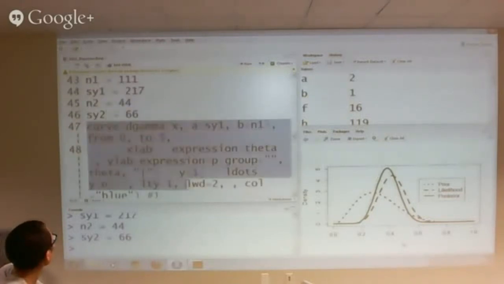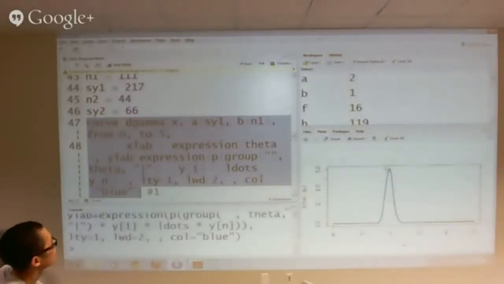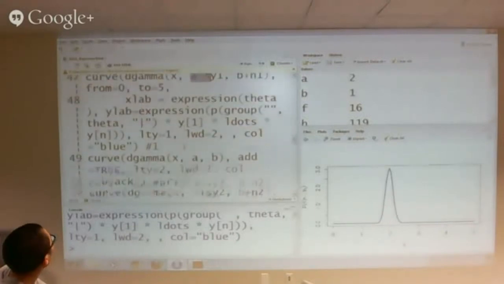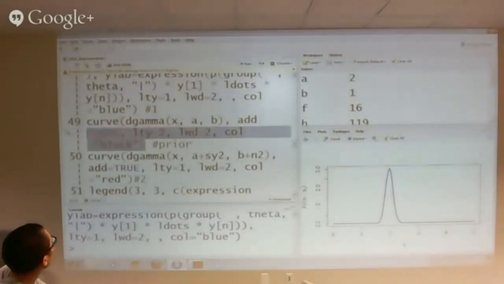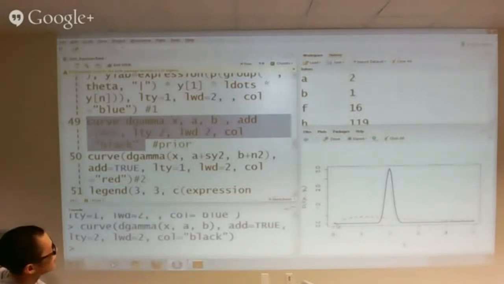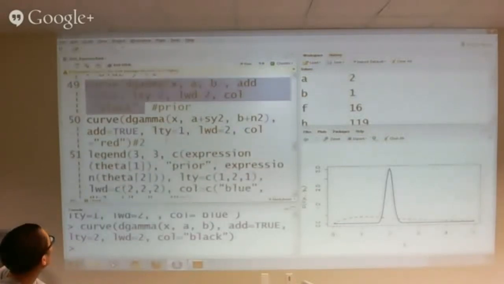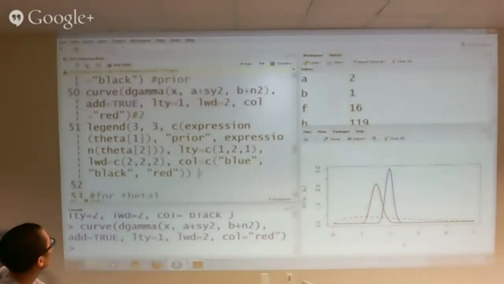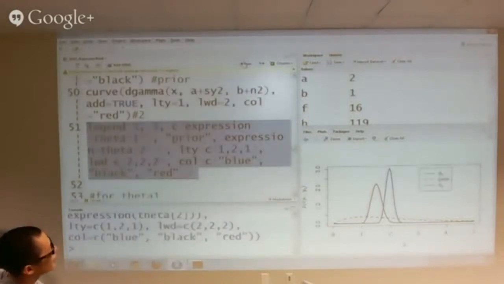So I want to use that one. Okay, so this is the gamma distribution. We use the D to mean the gamma distribution. So this is the posterior distribution, and for here this is the prior. See here. All right. So this is the prior distribution, and then this is the second group, and we can see the posterior distribution. And for the legend here, I spent a lot of time because there are some math expressions here.